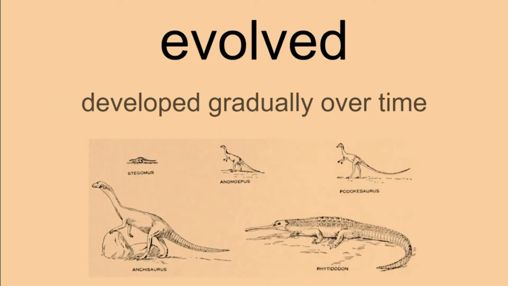Evolved is our next word. It means developed gradually over a long period of time. Our world has evolved is the sentence that we can use to remember the word evolved.